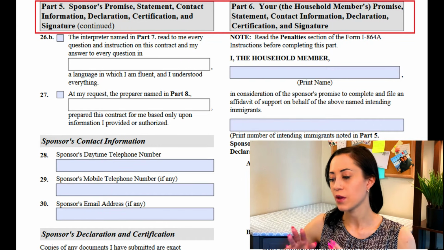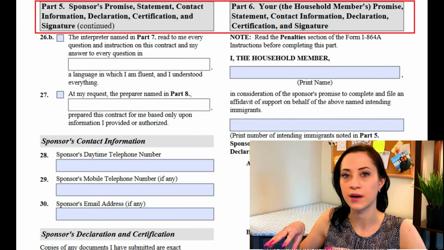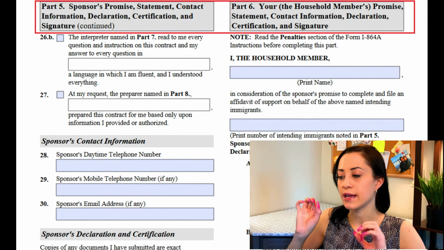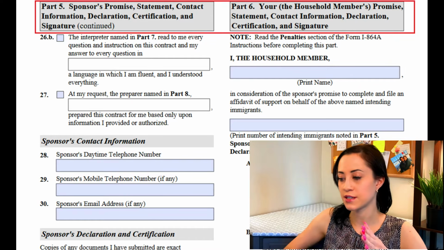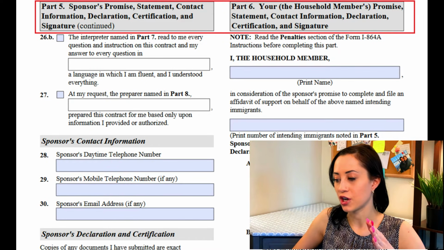because as you can see on this form, both the sponsor and the household member have to sign it because it's a contract, right? So in fact, the sponsor's signature actually comes first in part 5, and the household member's signature comes second in part 6. So please make sure you do not mix those up.